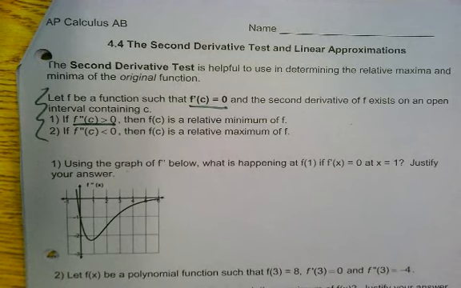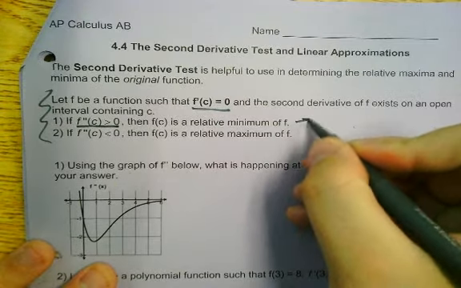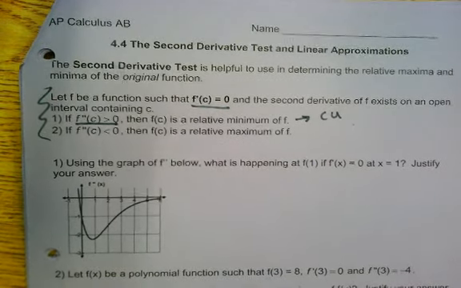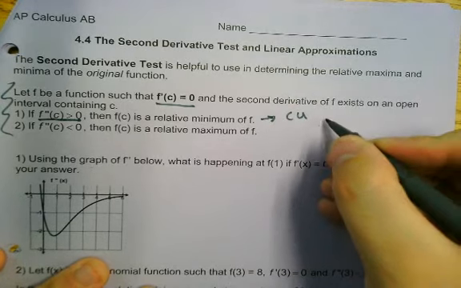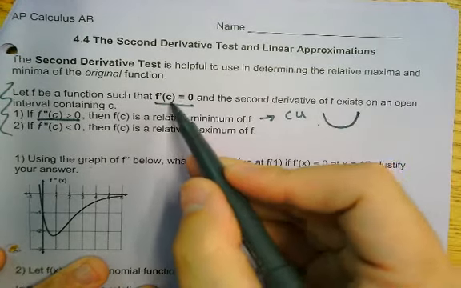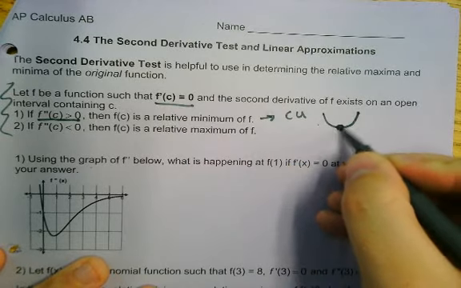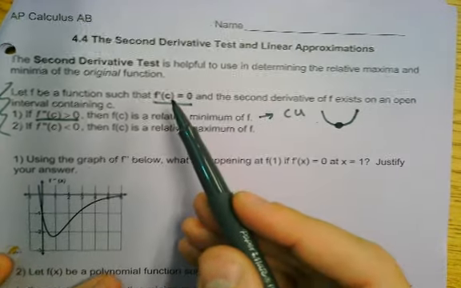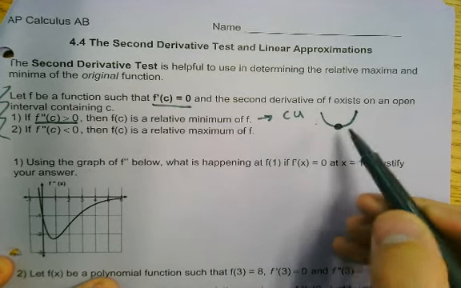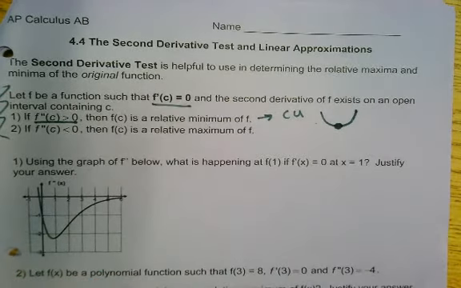f double prime is positive, is that concave up or down, by the way? So if it's concave up, you're going to have a minimum. This should make sense. If I draw something that's concave up, where we have a critical point there, which means that we have a horizontal tangent. So there's a horizontal tangent right here, and it's concave up. That's the minimum. So that's all the second derivative test says. Just a different way to do it.